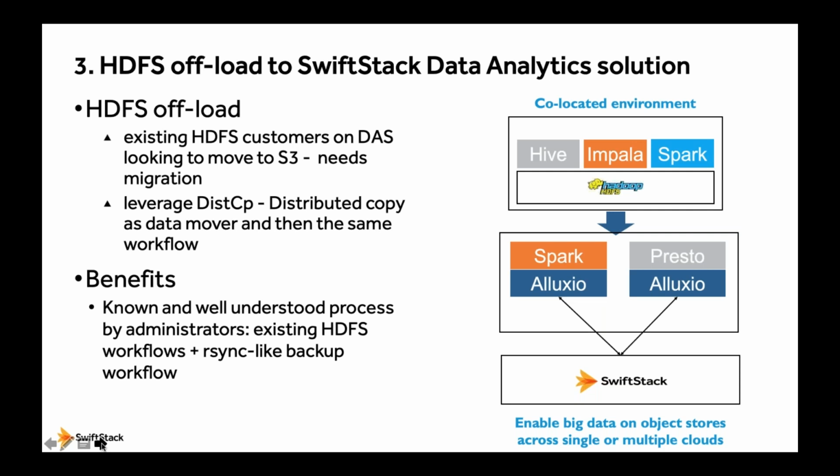S3, right? And DCP essentially starts a MapReduce job. It uses all the compute nodes in the Hadoop cluster to be able to move that data. It's very powerful. Alluxio also has a migration capability, which you can choose to use as well, right? And again, this is a process which is well understood by Hadoop administrators, data engineers and so on.